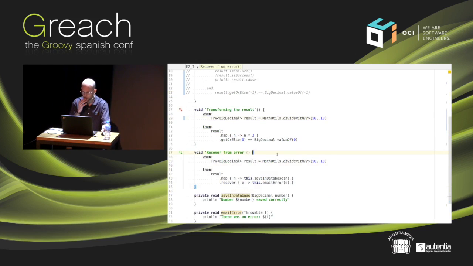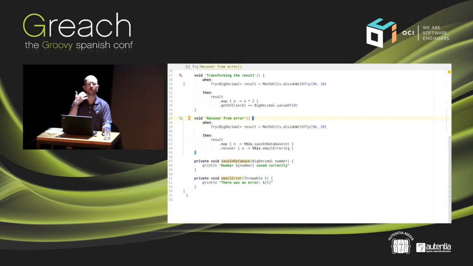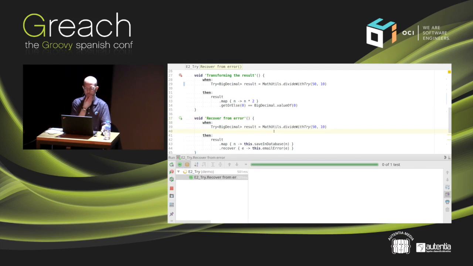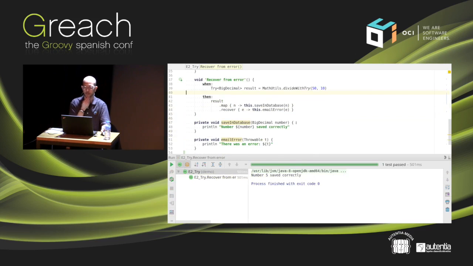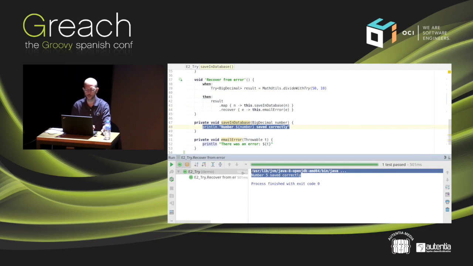And the last thing I want to show you about Try is that we can also recover from a failure. So let me run this code first. Here, imagine that we are doing something and we want, for example, to store the value on a database, right? So we map the value to execute this method just to save something on a database. And as you can see here, we have this output, number 5 saved correctly.